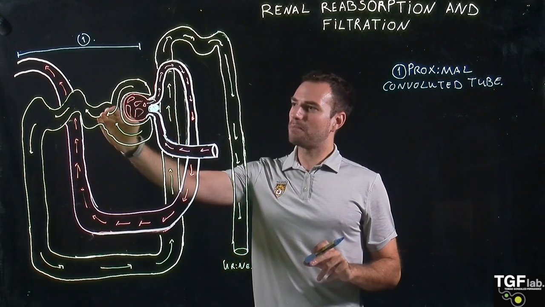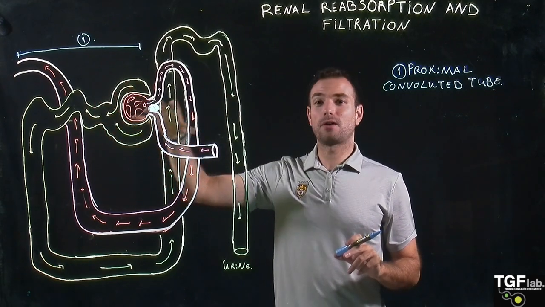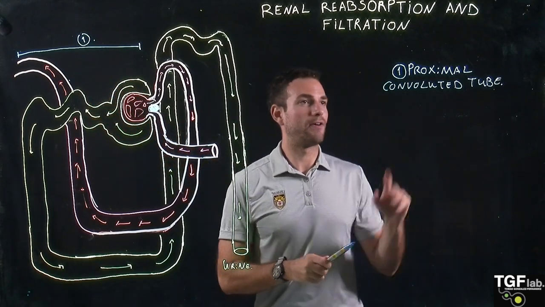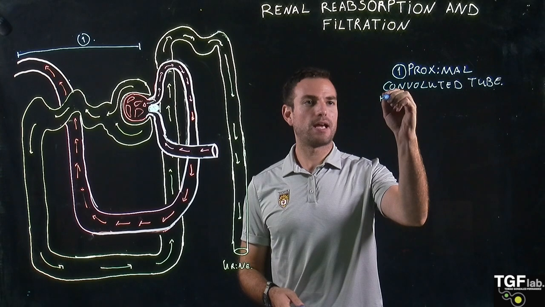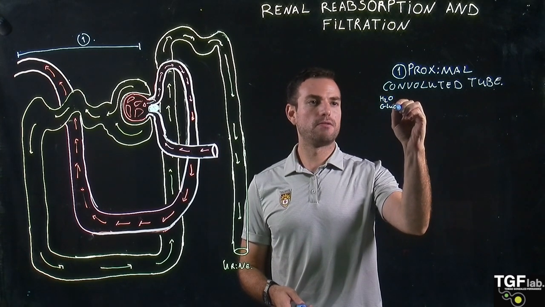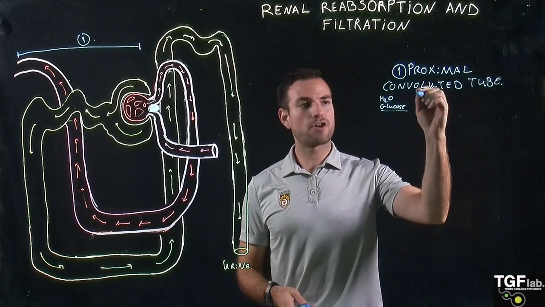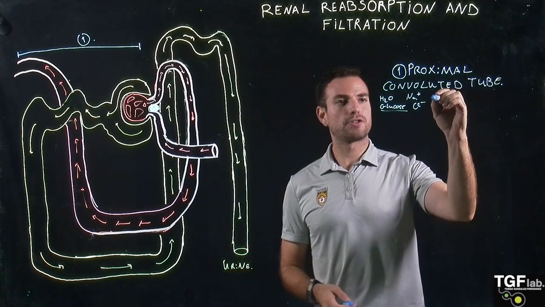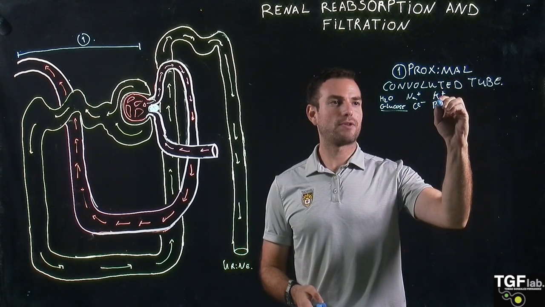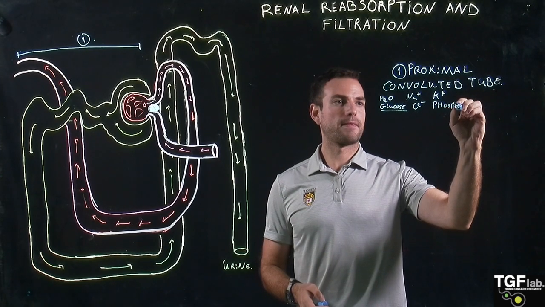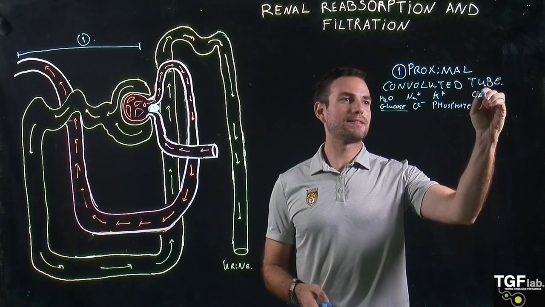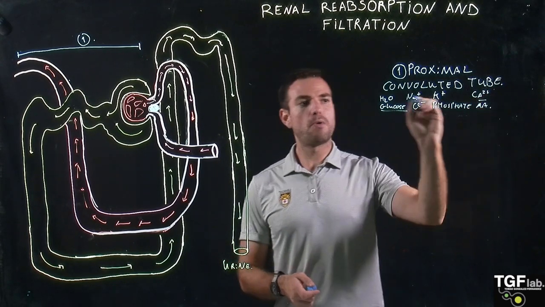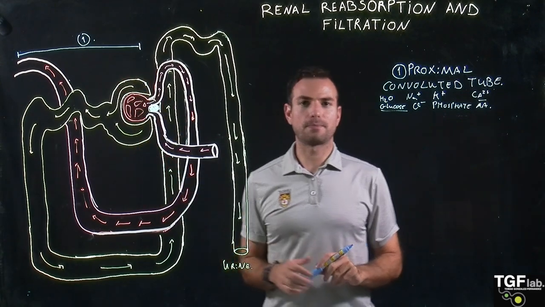And this section is really important because here we are going to reabsorb most of the water, the glucose, and the ions that we need to reabsorb in our blood. So in this zone here, we are going to reabsorb water, we are going to reabsorb glucose, which is very important, right, because we need energy. We are going to reabsorb sodium and chloride ions. We are going to reabsorb potassium. We are going to reabsorb phosphate. We are also going to reabsorb calcium, and we are also going to reabsorb amino acids. So most of these components are reabsorbed here at the proximal part of the tube.